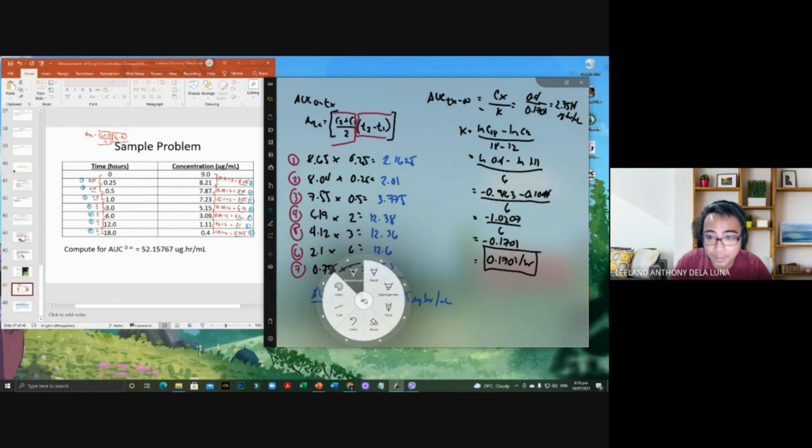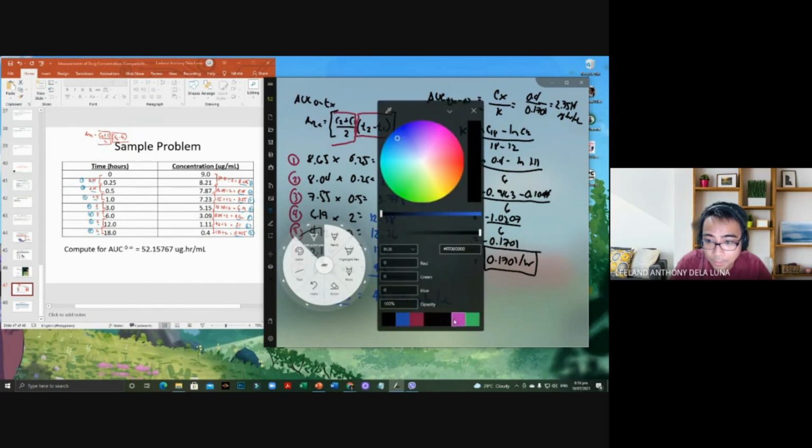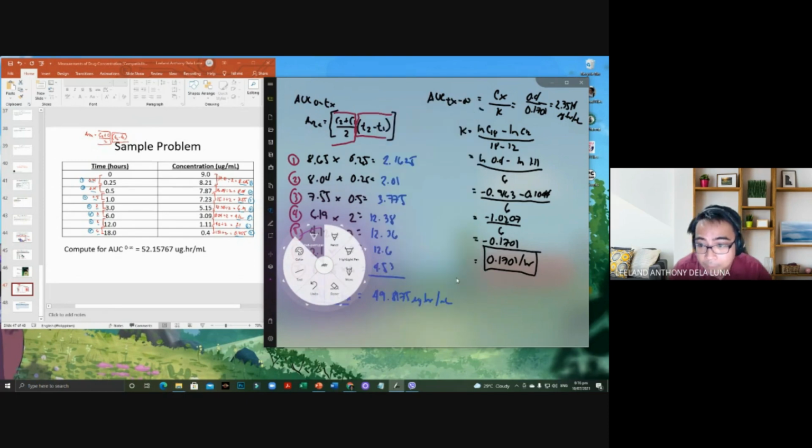All right? Okay. So now class, let's compute. AUC from 0 to infinite time. That's simply 49.8175 plus 2.3514 equals 52.1689. I rounded off somewhere, but anyway, class, close enough. Microgram hour per ml. If 2 decimal places only, that would be 52.17. Okay? So pretty much the same, right?